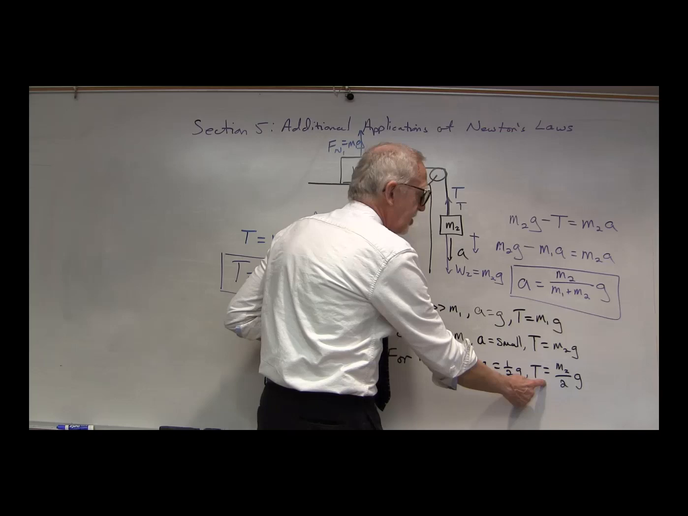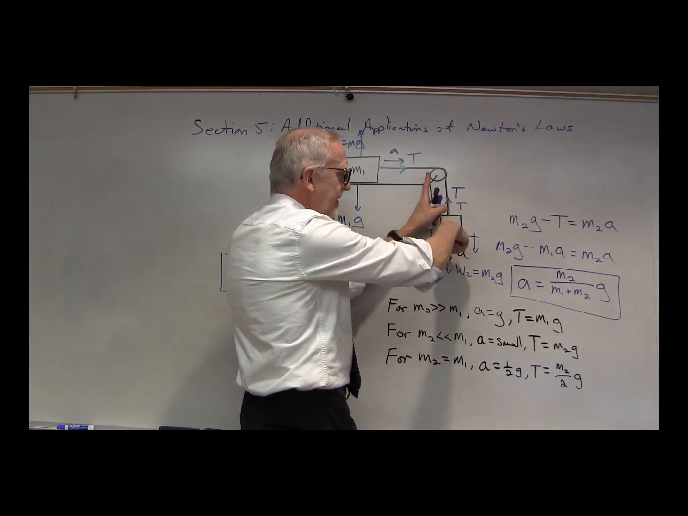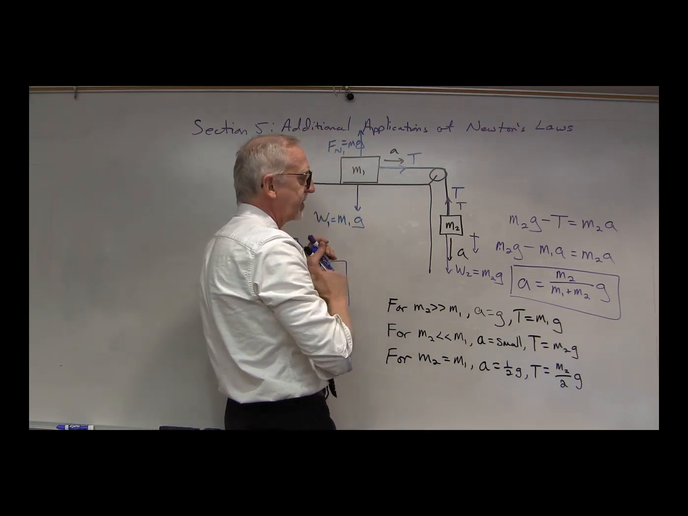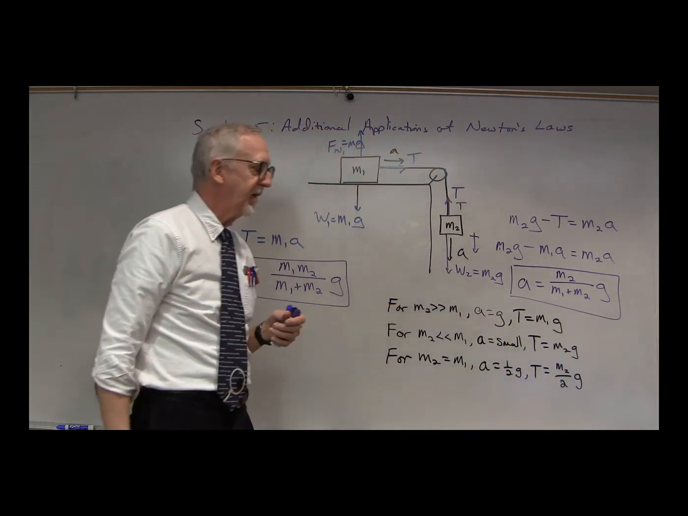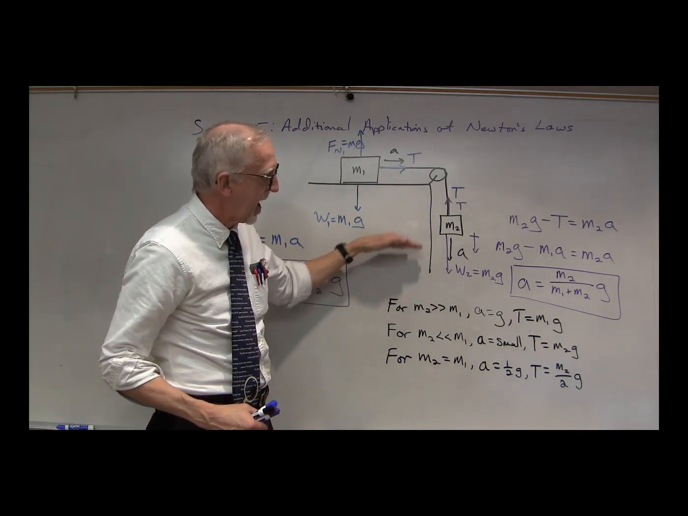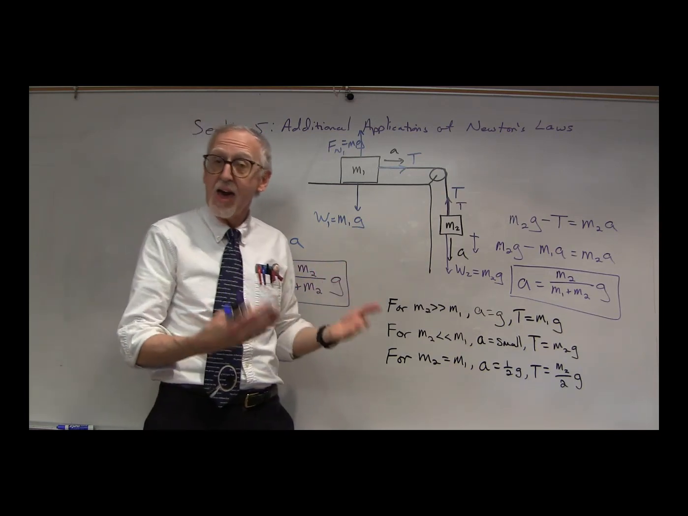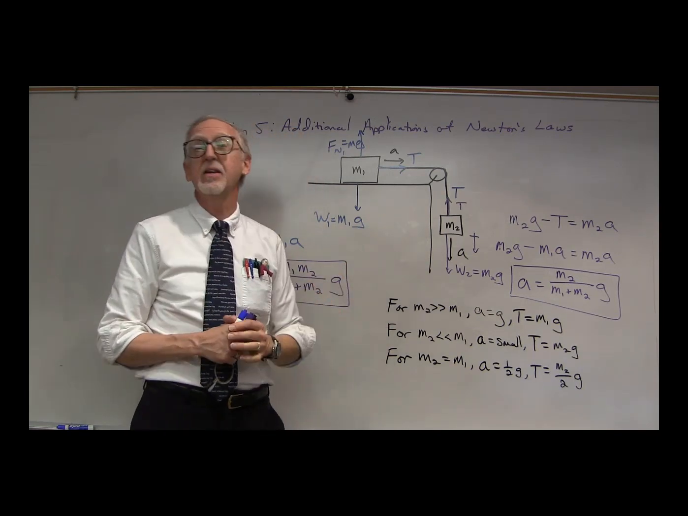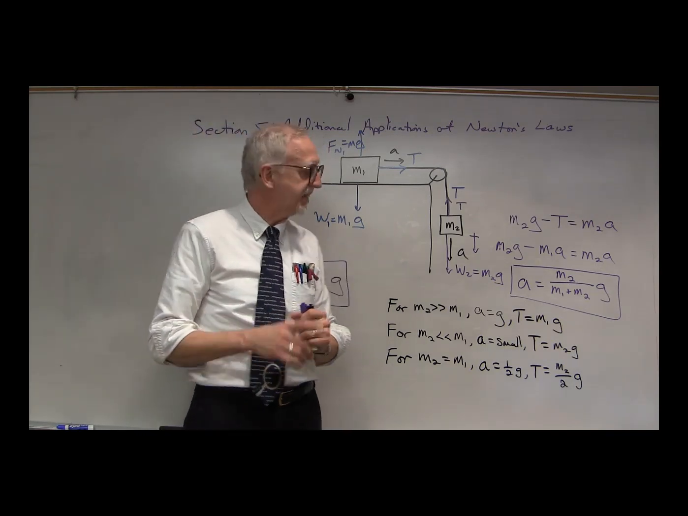And then what's the tension? Well, what we find is that the tension is half as big as the weight m2g, so it's canceling out half of the weight that's acting down. The net force acting on m2 is just half of its weight, so it only accelerates at half of g. And that makes sense. All right, very, very good. Let's take a look at another one.